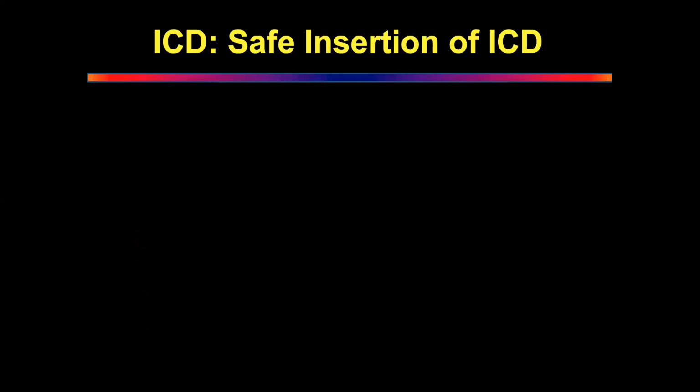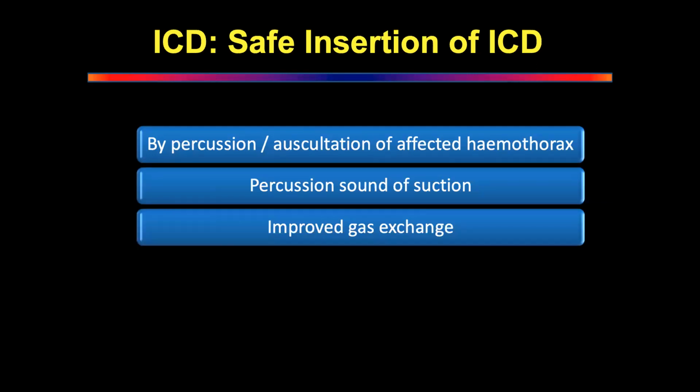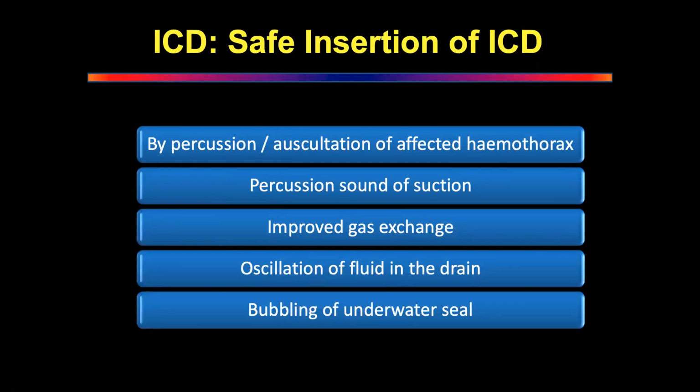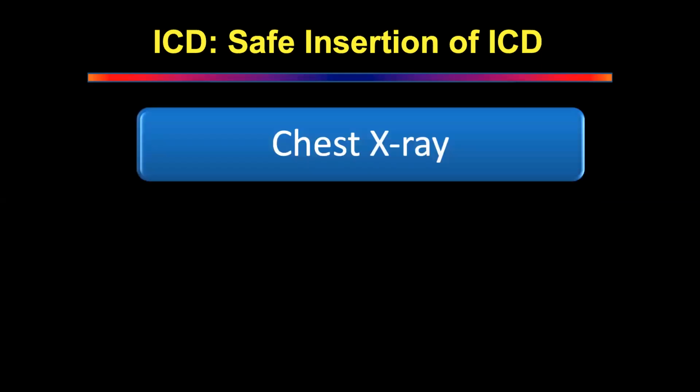What else? How do you make sure you're actually in the space? You've done all of that. So you've done this, you've looked at this, you've done this. What is next? Chest X-ray. And how else can you make sure that your drain is in? Column swing. Improvement of the symptoms. We looked at improved oxygenation. What else? Ultrasound.